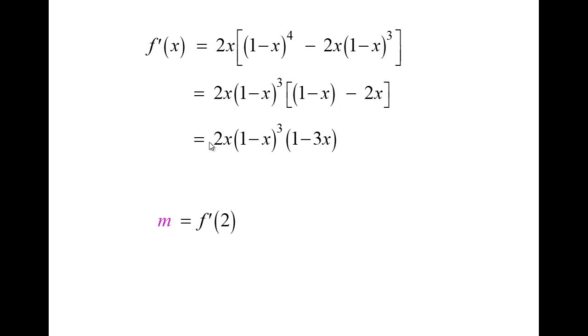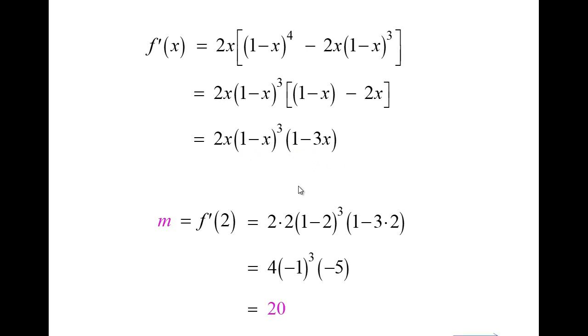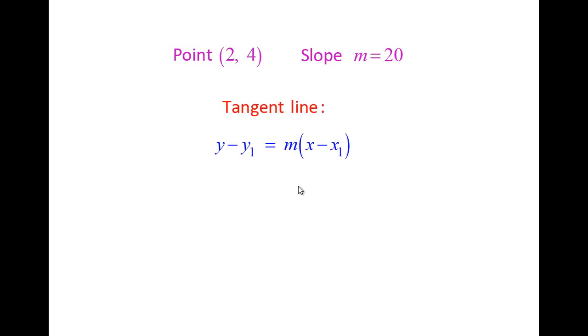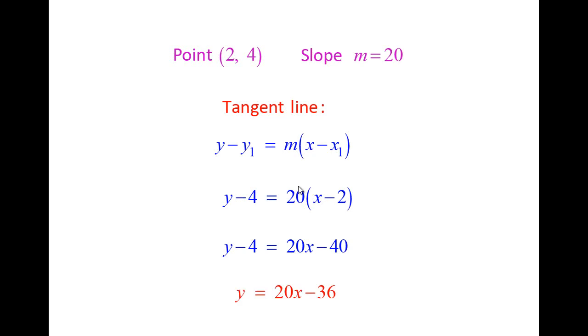Now the slope would be f prime of 2, and this is 2 times 2 times (1 minus 2) cubed times (1 minus 3 times 2), and if we simplify that, we get 4 times (minus 1) cubed times minus 5, which is positive 20. Okay, so that's the slope. We got the point, we know the slope, so the equation of the tangent line would be y minus y1 is equal to m times x minus x1, which is y minus 4 is 20 times x minus 2. So we get y minus 4 is equal to 20x minus 40, and so we get y is 20x minus 36.